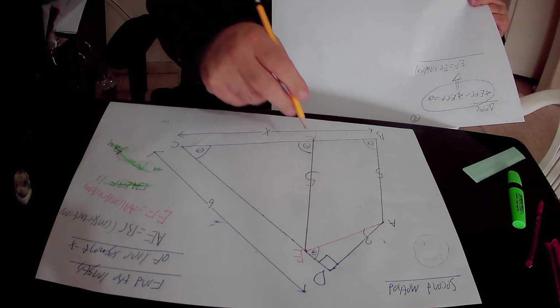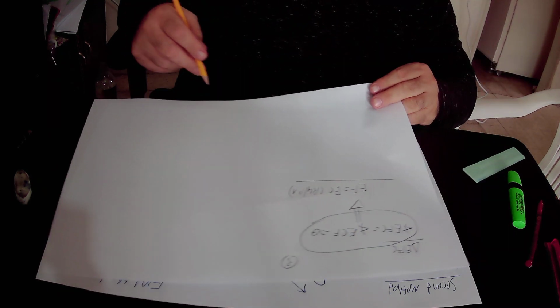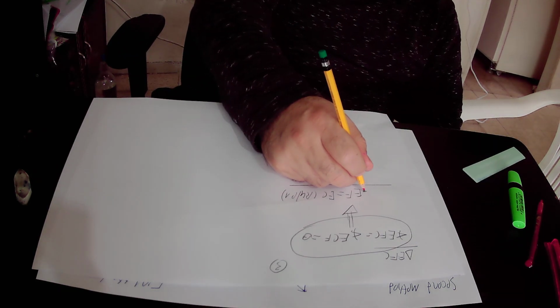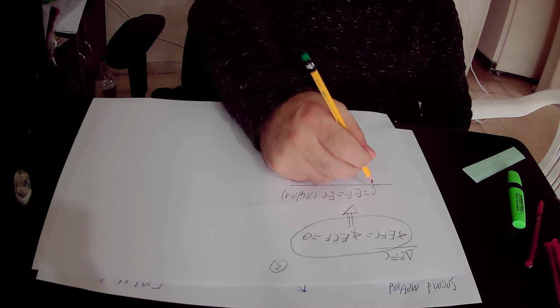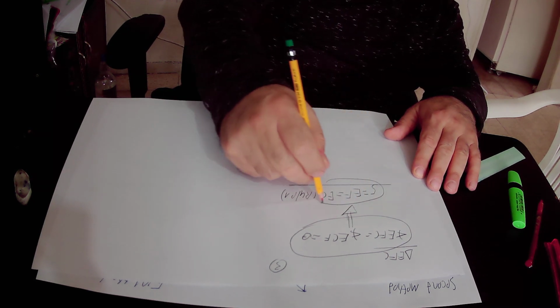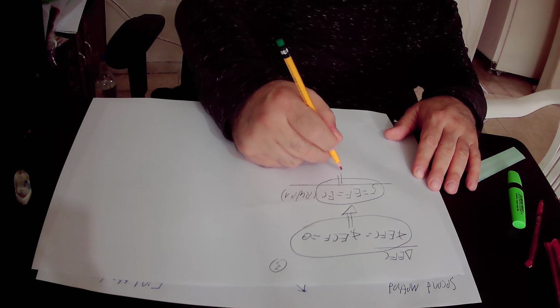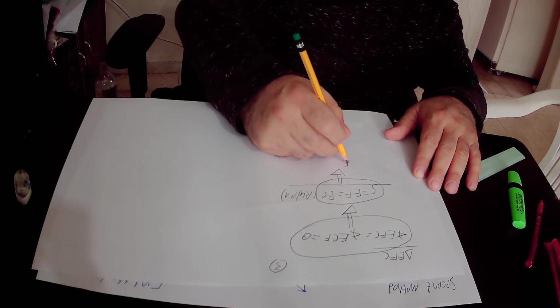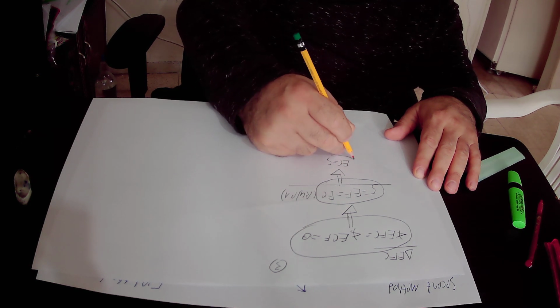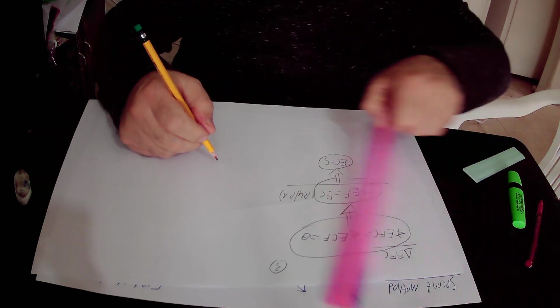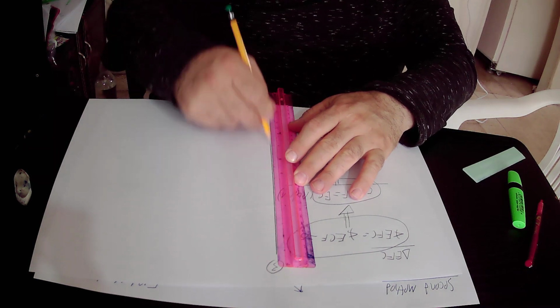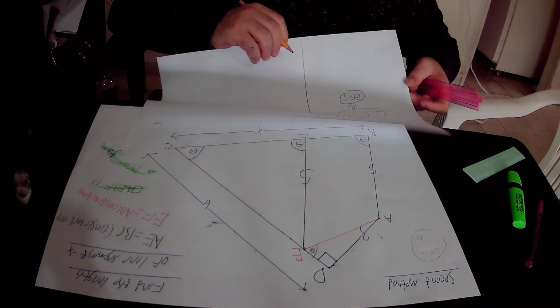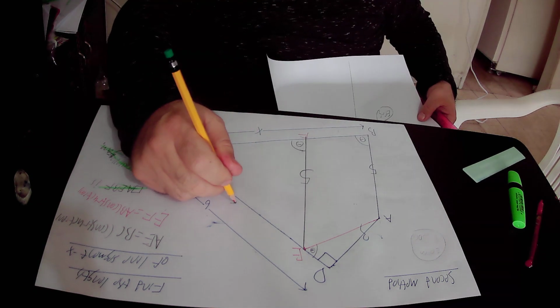But EF equals 5 units, according to what we have already found out, so from this equation 5 equals EF equals EC, we will derive that EC is also equal to 5 units. So we can write here that EC equals 5 units.